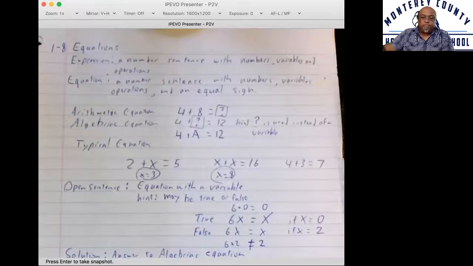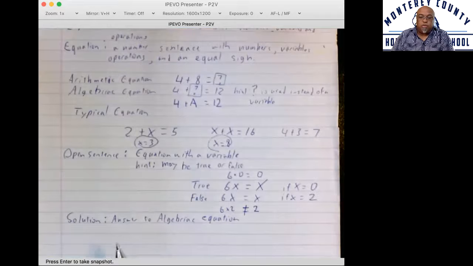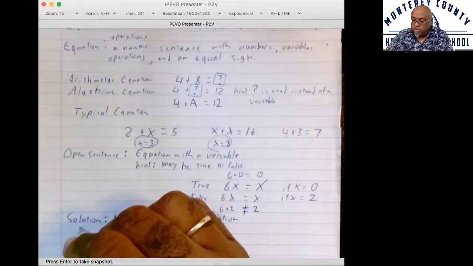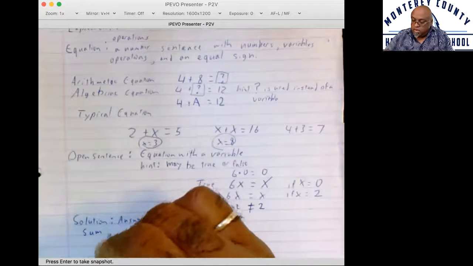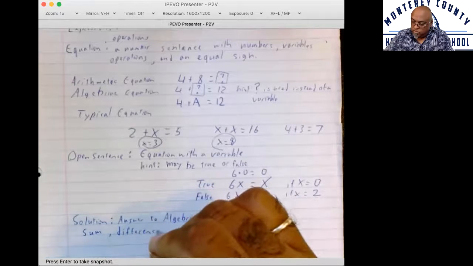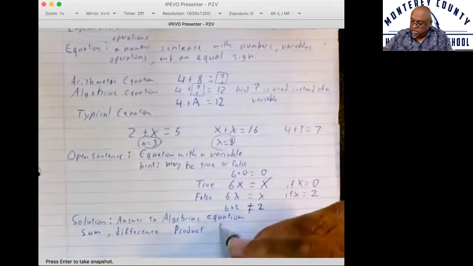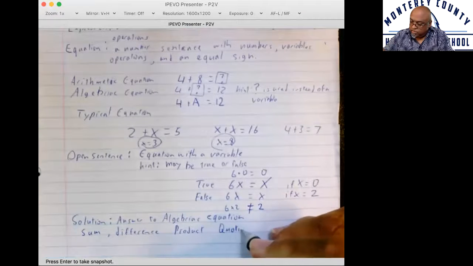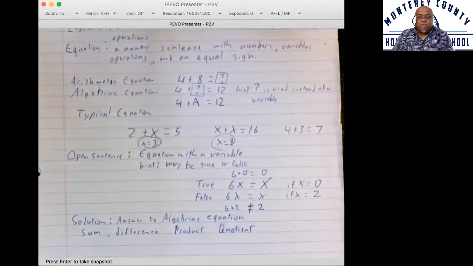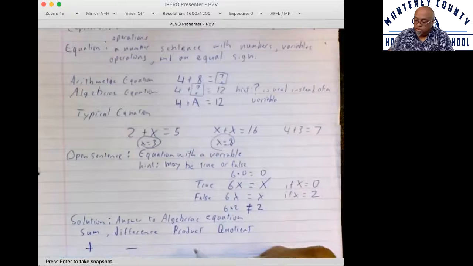Now another vocabulary word, which we had gone over earlier, is the word solution. Solution simply means the answer to an algebraic equation, okay? Now I want to remind you of the other words that I had put when we talked about this first. There was sum, difference, product, and quotient. Now these are the names of the answers in all 4 operations.